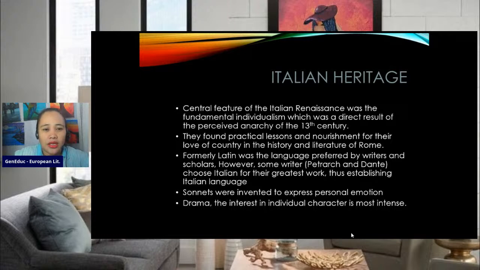Okay. Formerly, Latin was the language preferred by writers and scholars. However, some writers chose Italian for their greatest work, thus establishing the Italian language. Sonnets were invented to express personal emotion. Drama: the interest in individual character is most intense. So drama under Italian heritage, the interest in individual character is most intense. Who is the main character, the individual character? Your interest will be on that, so it is the most intense.